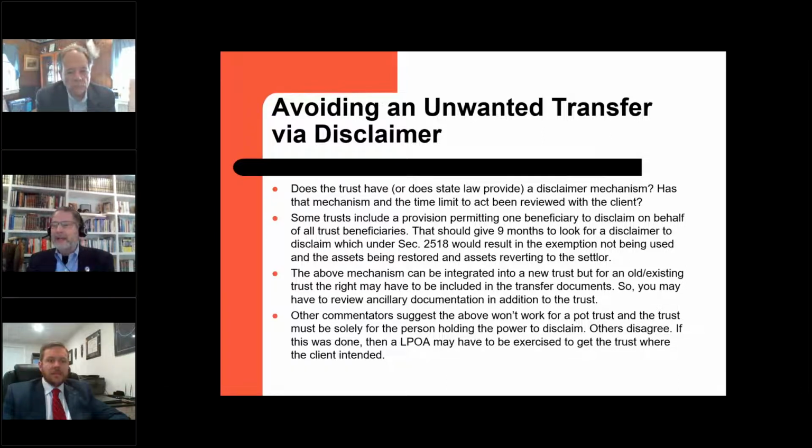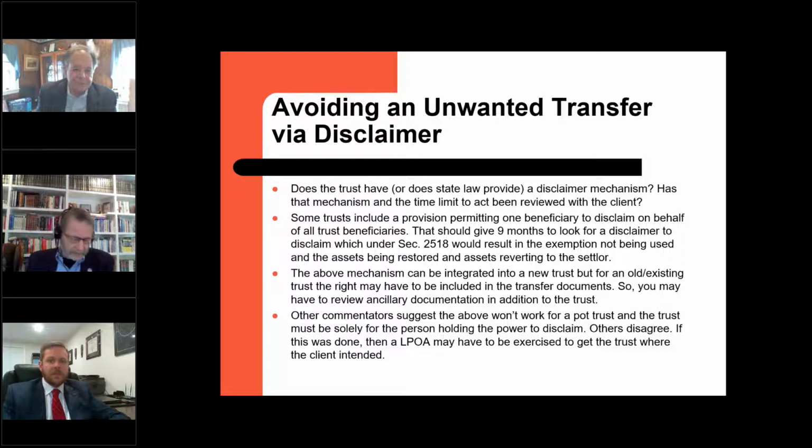Can you explain that and tell practitioners in terms of trust administration what they might want to look for now in 2022 based on 2021 transactions? Well, if you want to undo a transaction, probably the simplest way, at least from an estate and gift perspective, is to have the recipient do a disclaimer.